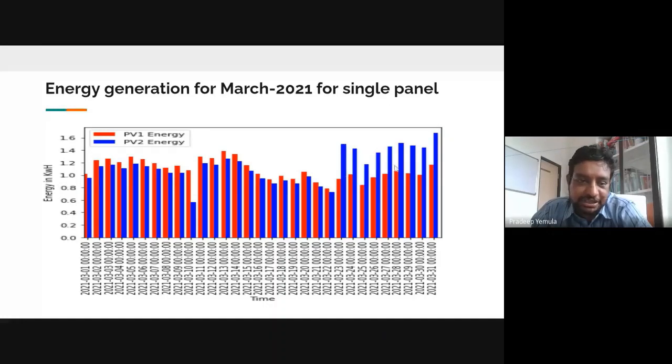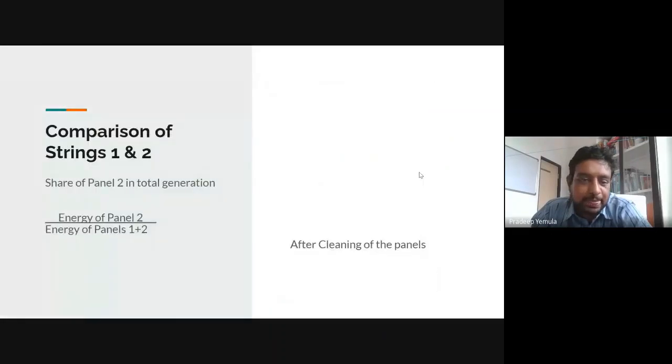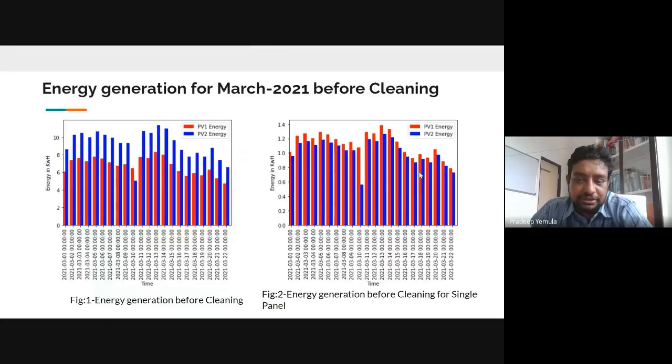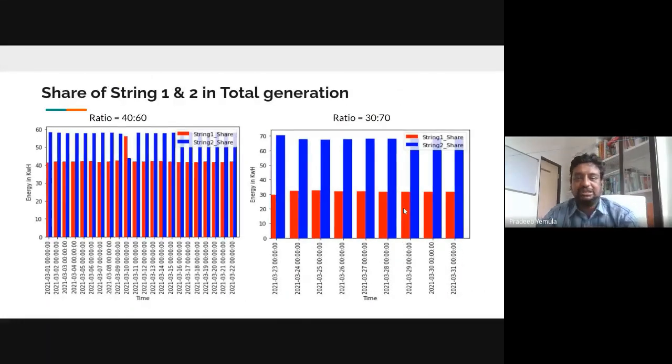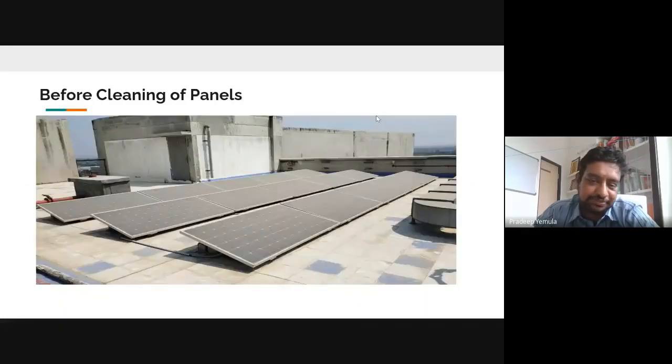Similarly, per single panel we are getting like this. So again, before cleaning and after. On the left we have before cleaning and after cleaning. So I think these are all. We are also taking the ratio. Earlier it used to be a 40-60 ratio. Now it is becoming a 30-70 ratio. So the ratio of the second one increased.